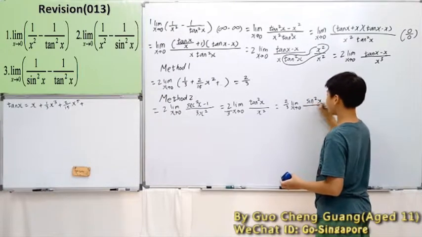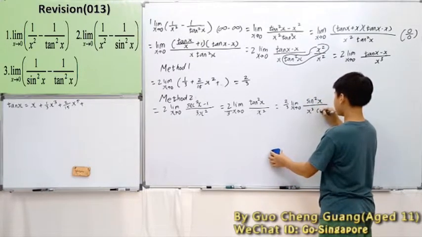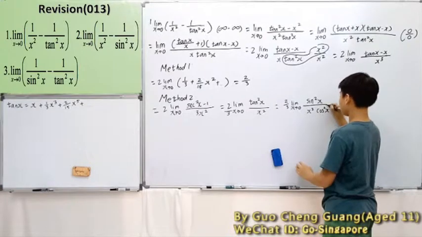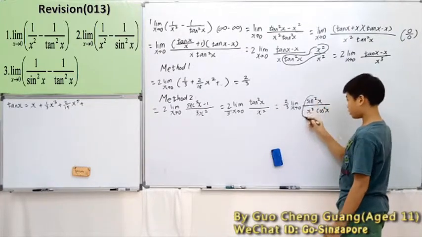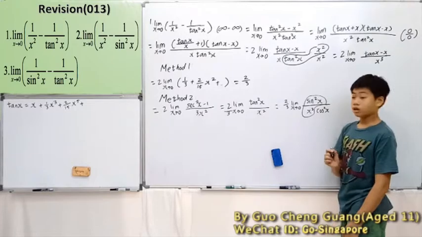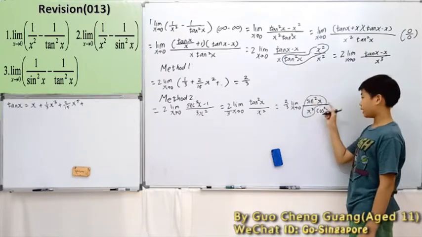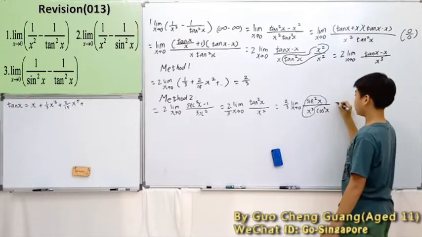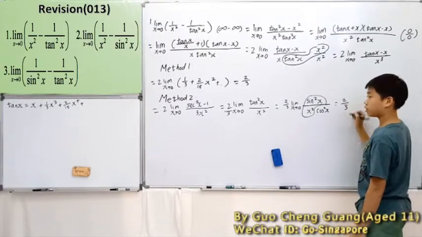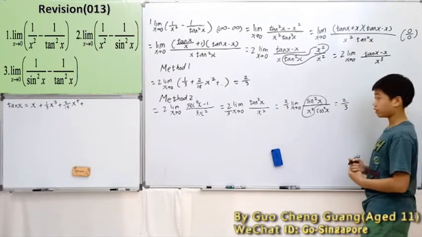Okay, so this method that I want to use, I'm just trying to say you could use this special limit again. This part becomes 1, then down here is another 1. So the other answer is still 2 over 3.